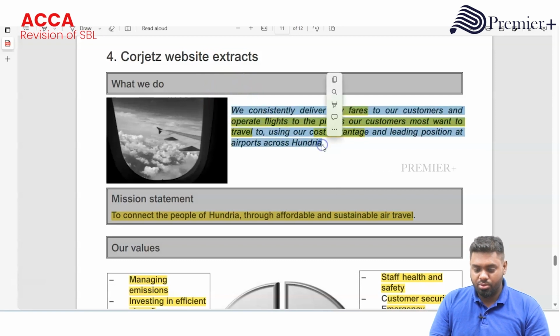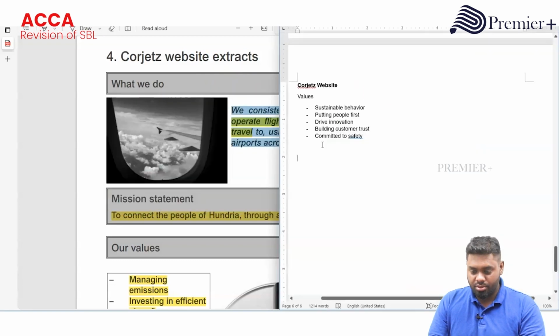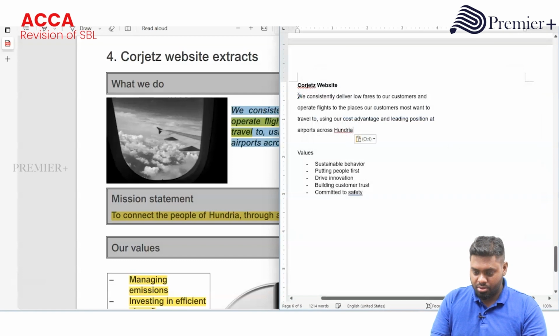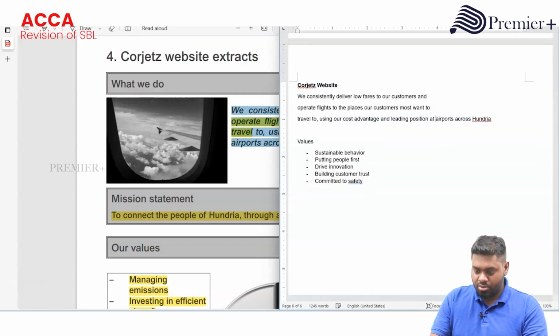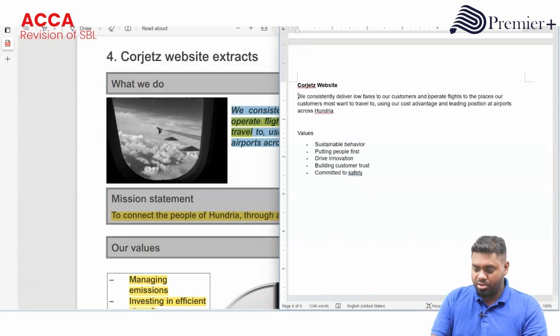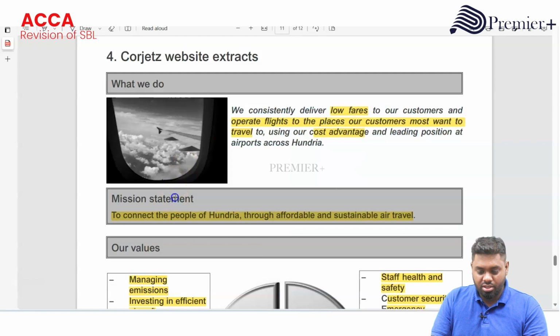So I'll also have to have a look at this. And also when discussing, let's also have a look at the mission statement.